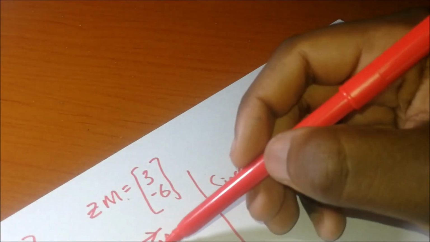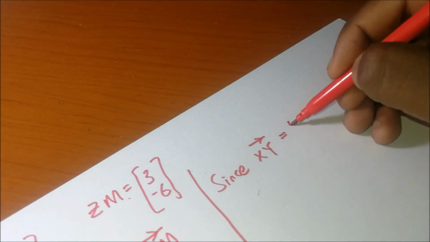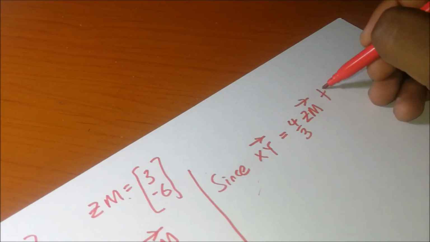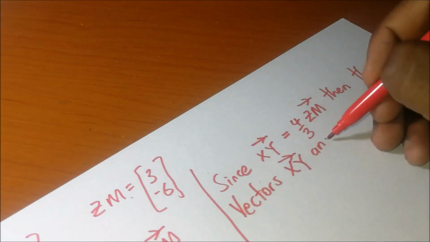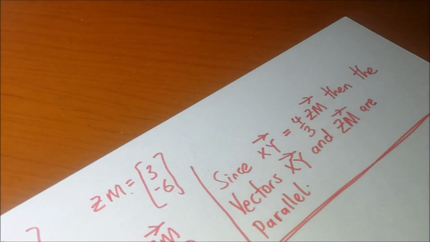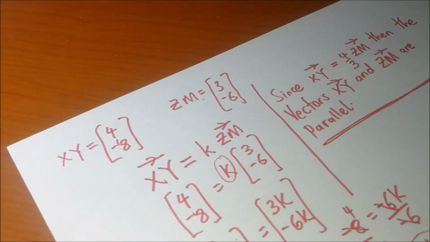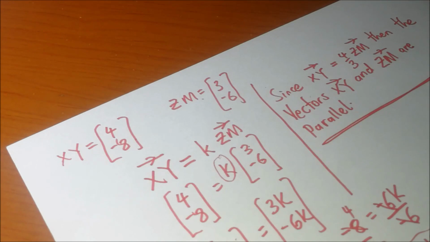So we would conclude and say that since XY is equal to our value of k, which is 4 over 3, times ZM, that's how we would conclude that. It is as simple as that. That is how we prove that vectors are parallel.